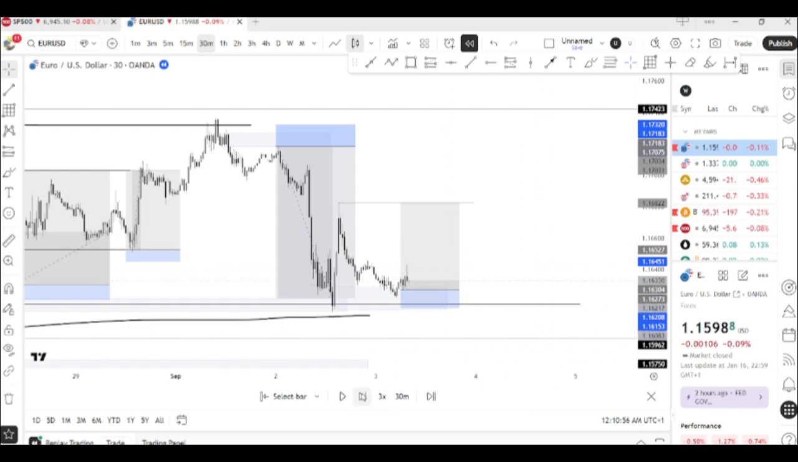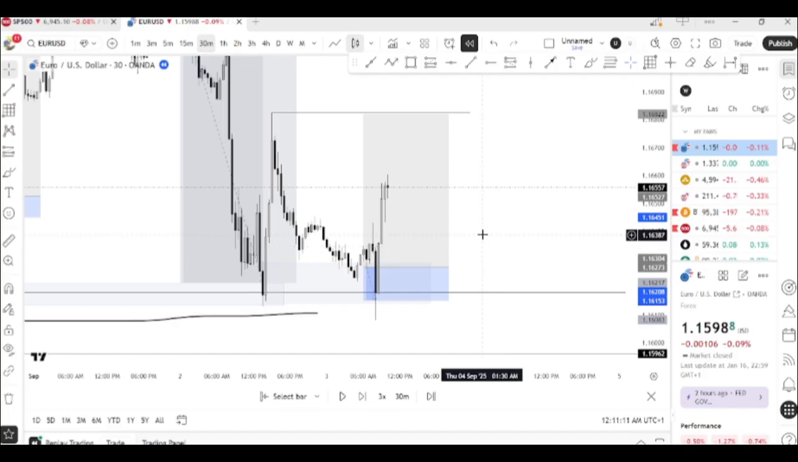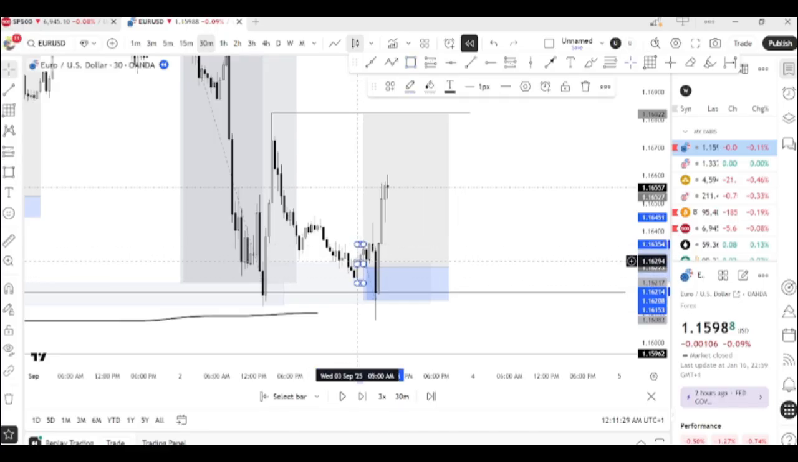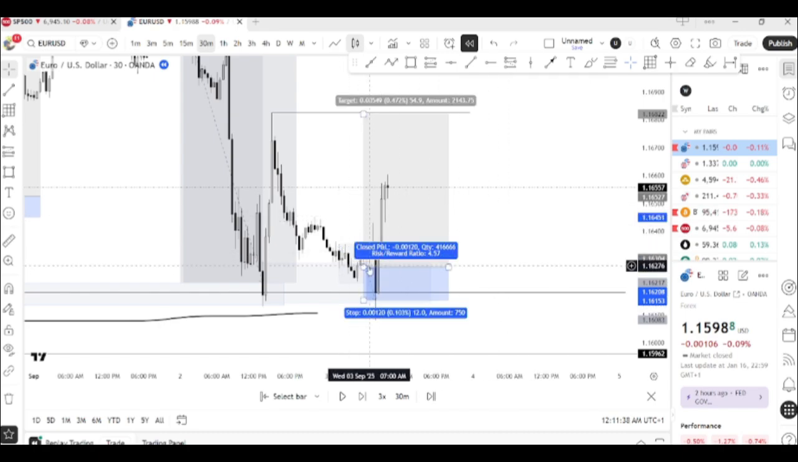Let's see what price did. Oh, price took us out first and then reversed. But at least we got the direction correctly. So let's see, why did price take us out first? What is really this low? This is New York, and this place here, these are all Asia. Okay, this is Asia. So I guess we were trying to enter from Asia.